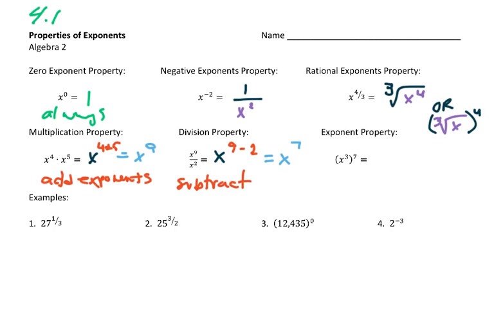Alright, and then the last one, the exponent property, so you have an exponent of an exponent, means that I would be writing x to the 3rd times itself 7 times, right? And so that means that I would be writing 3 seven times, which means 3 times 7. So in this case, 3 times 7 is going to equal x to the 21. So those are some of the basic properties that you are going to apply.